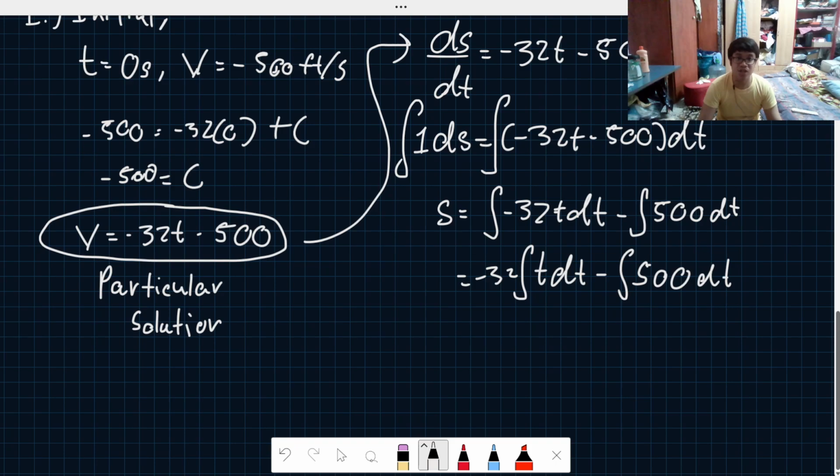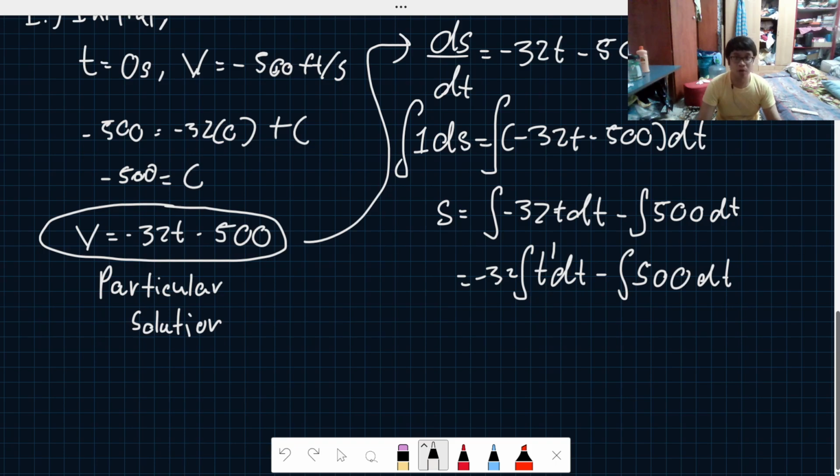t is just the same as t raised to 1. According to the identity property of equality, x is just the same as x raised to 1, and 1 is just the same as 1 raised to 1. Therefore, t is just the same as t raised to 1. So here we're going to apply the power rule of integration.